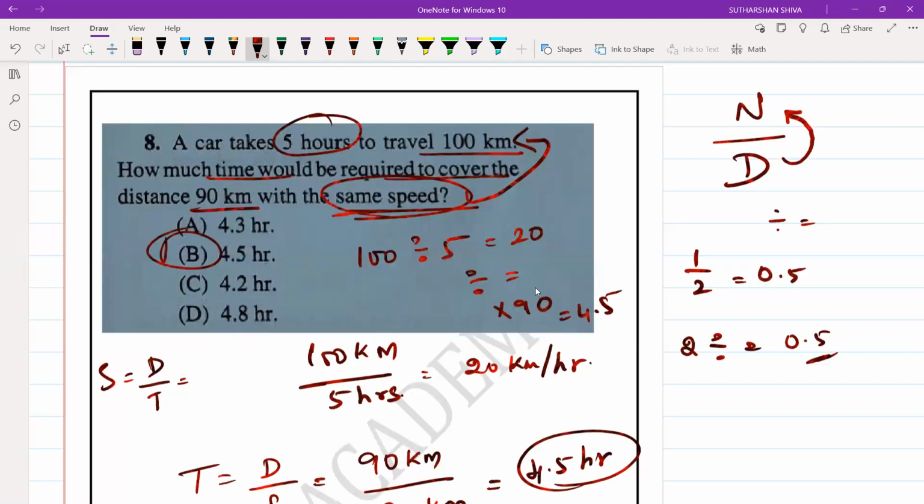Whenever you want to go from denominator to numerator, you will get 0.5. That is, you will press divided by equal to, or from the left hand side to the right hand side, you will press divided by equal to. Like this you will do.